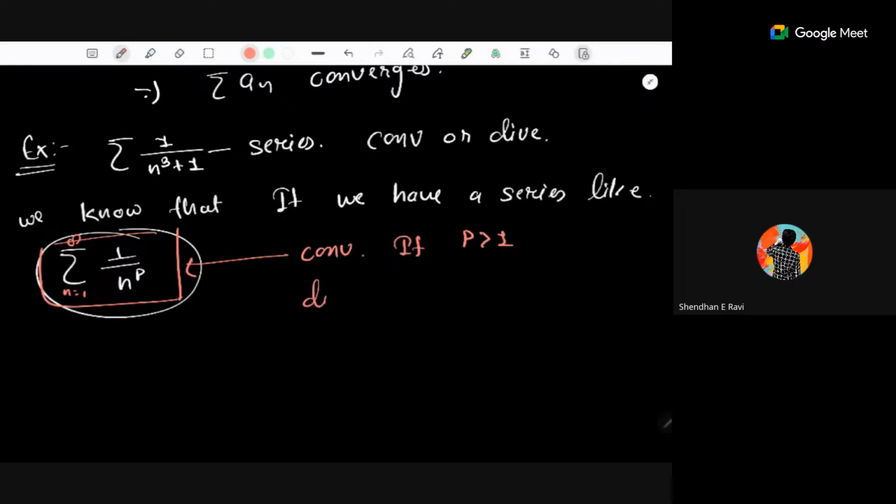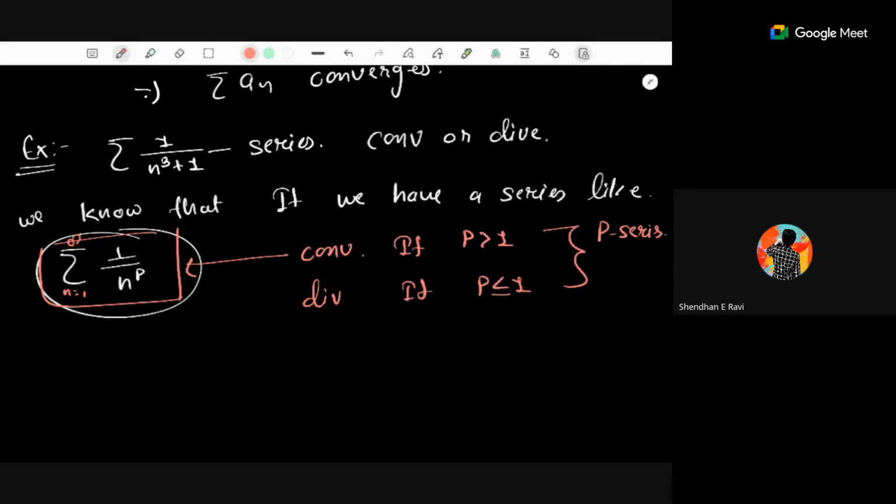And it will diverge if the value of p is less than or equal to 1. Okay, so this is known to be a p series, and this is obviously a very famous result about p series. So if we have a series of the type summation n ranging from 1 to infinity, 1 by n to the power p, then this series converges if p is strictly greater than 1, and it will diverge if p is less than or equal to 1.